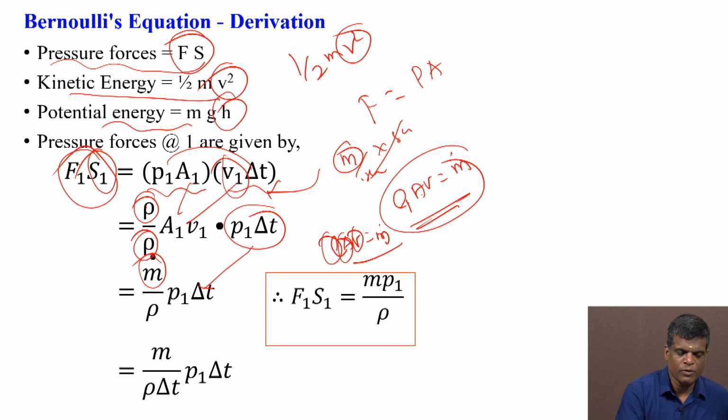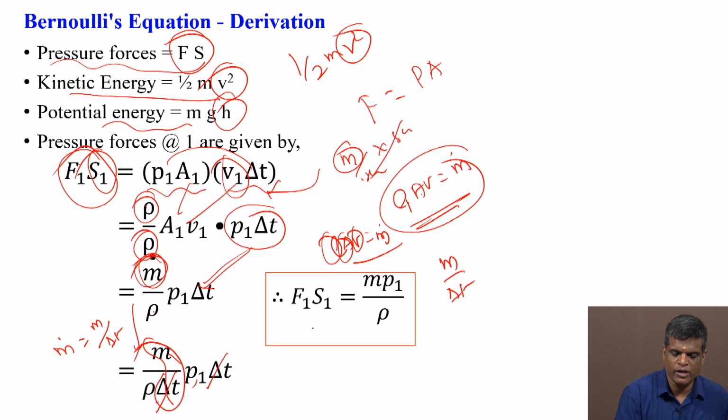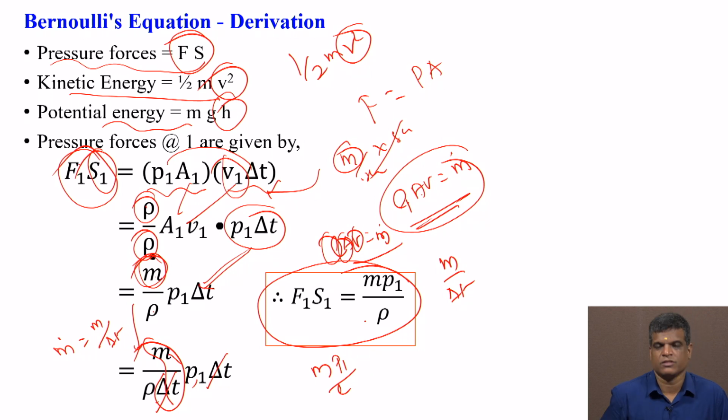So, m dot times P1 delta T over rho. Again, this m dot, the mass flow rate, we can write as m by delta T. So the delta T cancels, and we can write m P1 by rho. This is how the pressure force F1 S1 can be written.